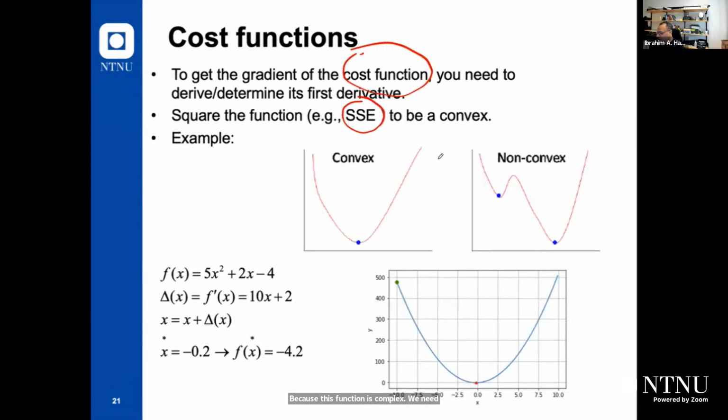So it will be like this one. We need to find the error. Maybe this one will be omega, right? This one will be the error. So I need to define the error as a function of omega, and this function must be convex. To be convex, you need to square the function.